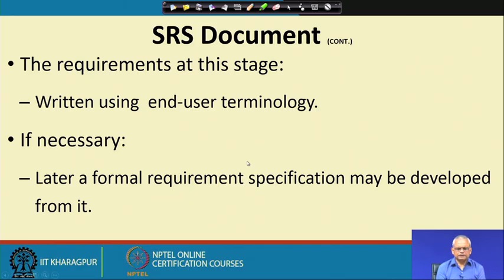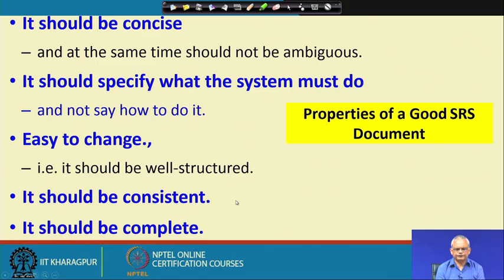It is written as a document which can be understood by several types of users, that is the end user, the testers, the project manager, the development team members, and so on. But then if some parts are very critical, a separate formal requirement specification document can be written for that.